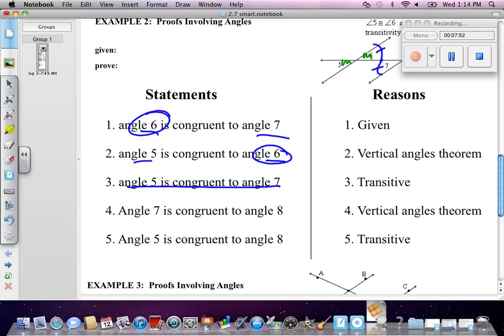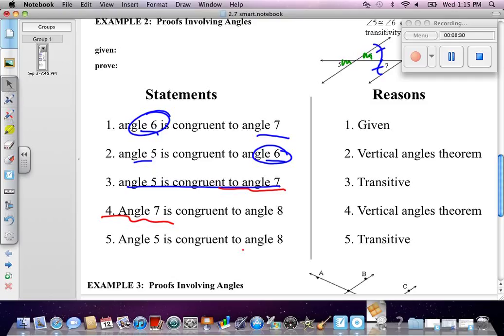Oh, because there are two 7s before that. Yes, because they have this 7 in common and this 7 in common. Therefore, 8 has to be congruent to 5. On that plan for proof, it says then use transitivity to show that angle 5 is congruent to angle 8. The reason is always going to be transitive for a problem like this. It's not always going to be true if I change the numbers or put them in a different way, but for all angles, it's always going to be transitive. Okay, all right.